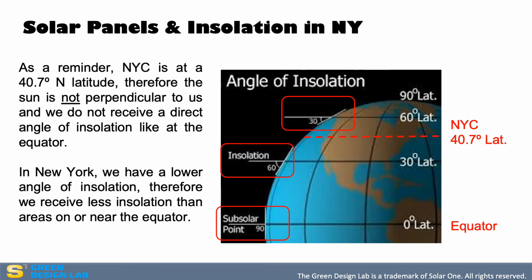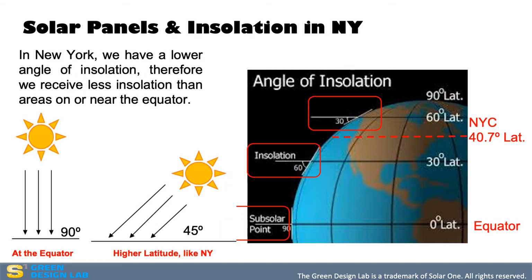For us in New York, since we are at a latitude of 40.7 degrees north, we do not receive a direct angle of insolation. Our angle of insolation is much lower, so the amount of insolation we receive is lower as well. These two images show the difference in the angle of insolation for a place on the equator, like the city of Guayaquil in Ecuador, and a place with a higher latitude, like New York, that has a lower angle of insolation.